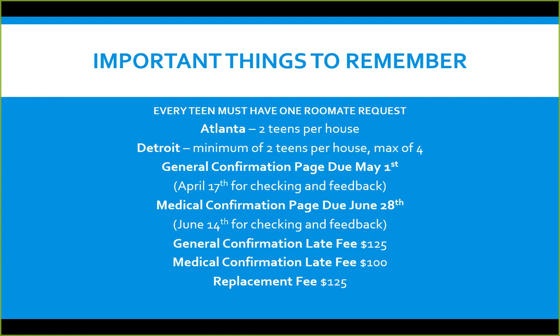It's going to be incredible. So again, the important things to remember as we're going in and confirming and connecting our teens: every teen must have at least one roommate request. If they have indicated they do not have a roommate request, you're going in and editing. In Atlanta, it's 2 teens per home. In Detroit, it's a minimum of 2 teens per home and a maximum of 4.